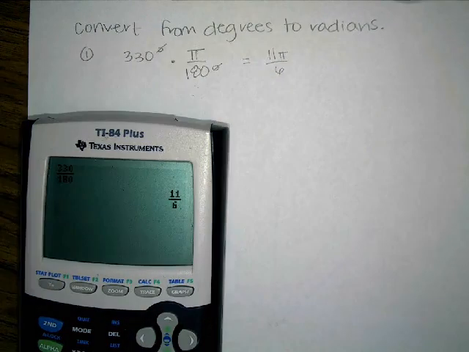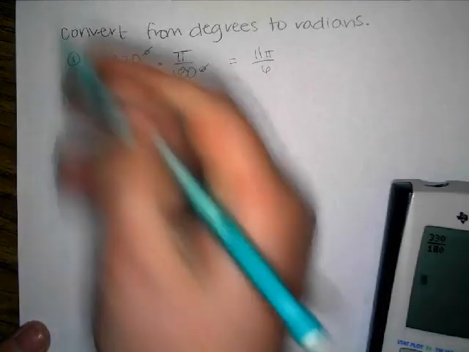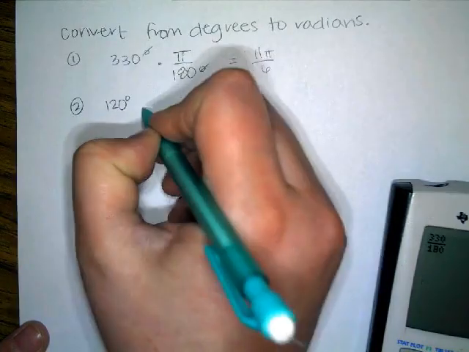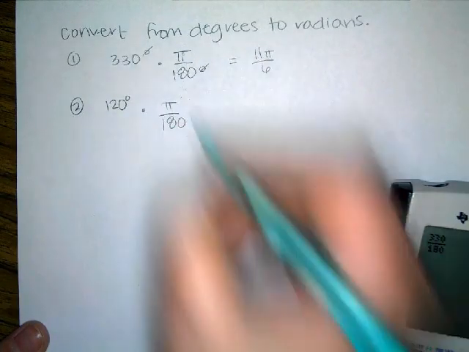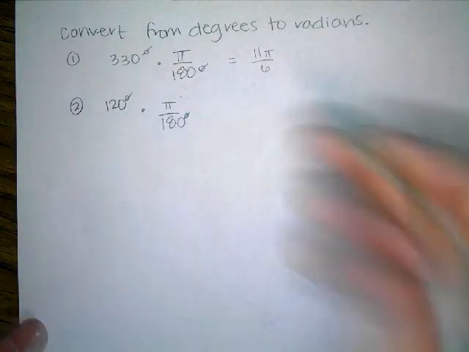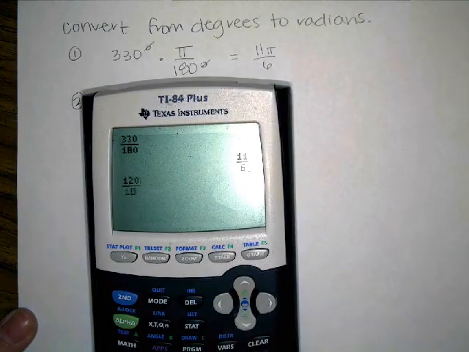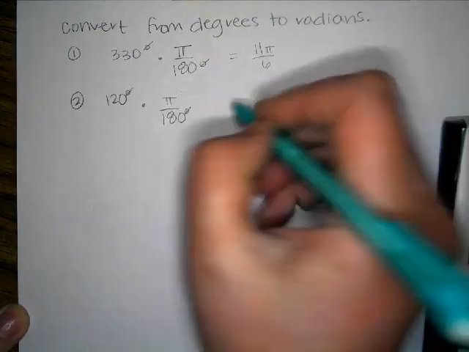Okay, the next one we're going to do is 120 degrees. So again, we're going to multiply by pi over 180. The bubbles cancel. So I'm going to type in 120 over 180. My fraction is 2/3. So I get 2 pi thirds.